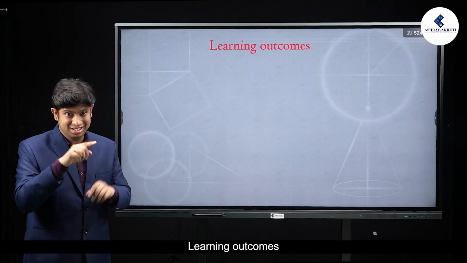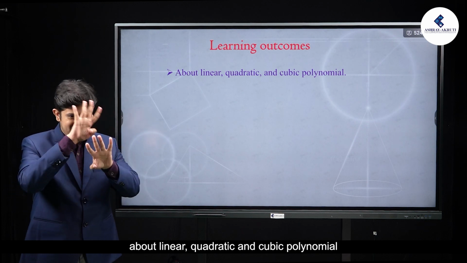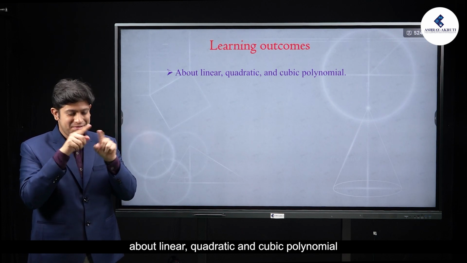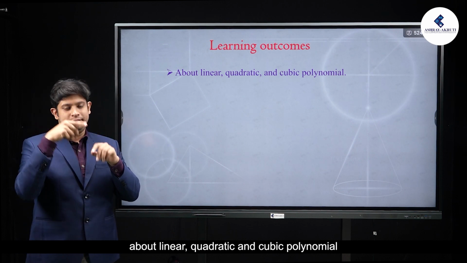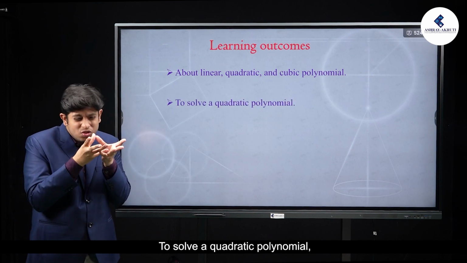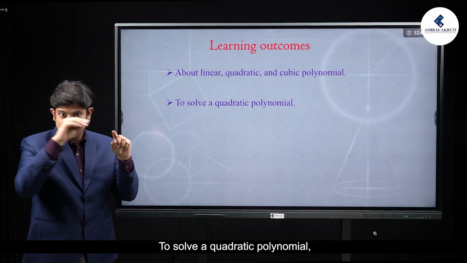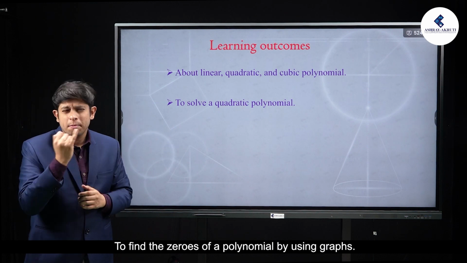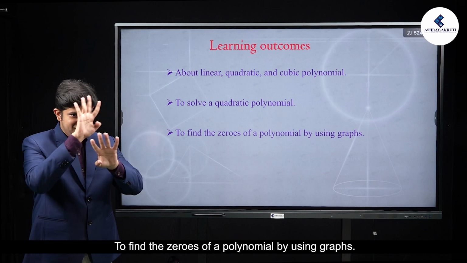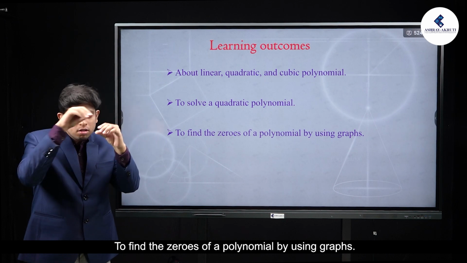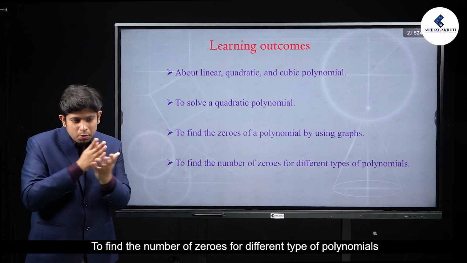Learning outcomes. After this session, you will be able to learn about linear, quadratic and cubic polynomial, to solve a quadratic polynomial, to find the zeros of a polynomial by using graphs, to find the number of zeros for different type of polynomials.